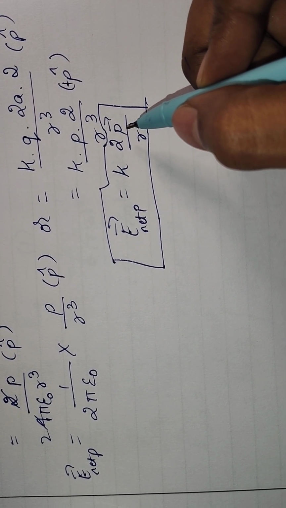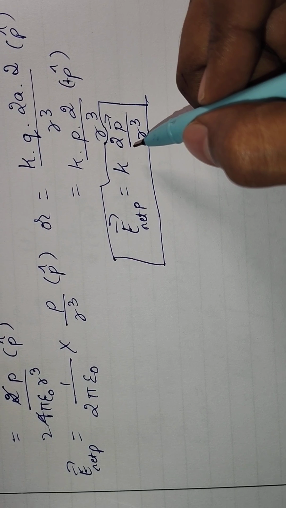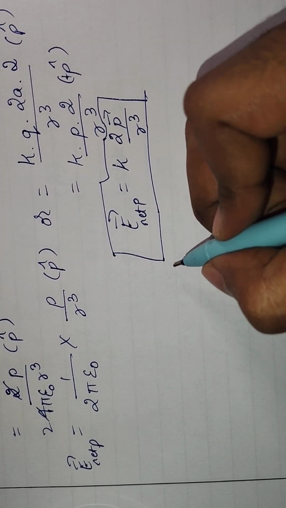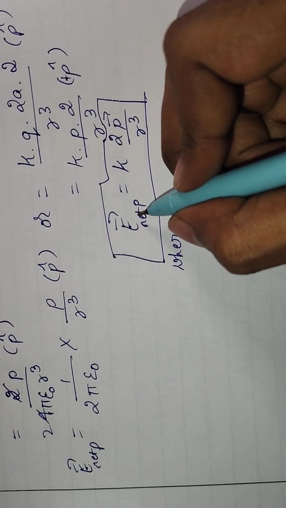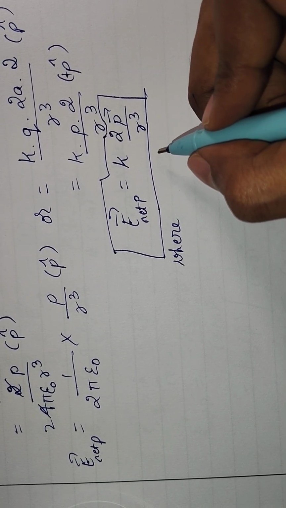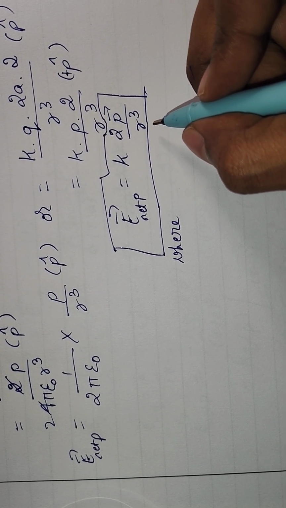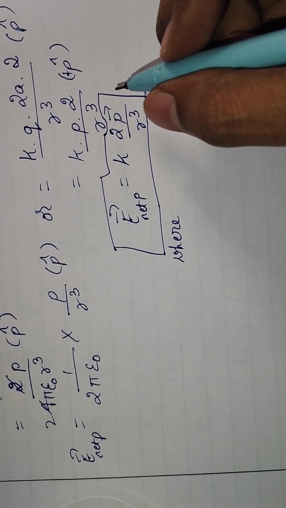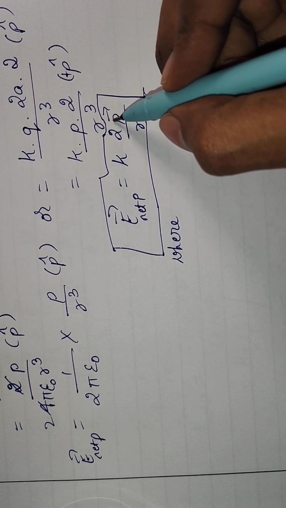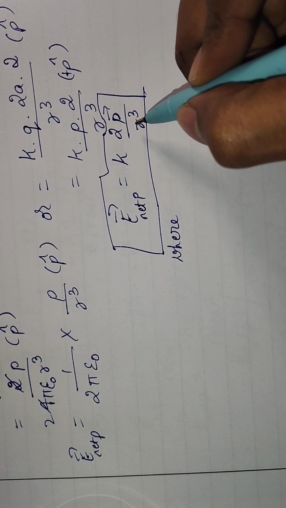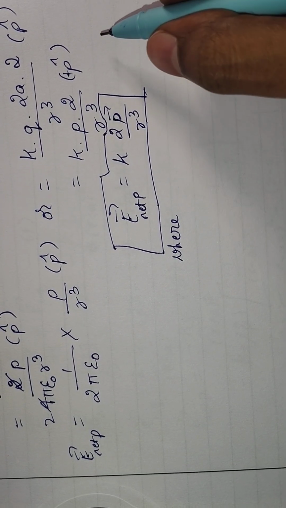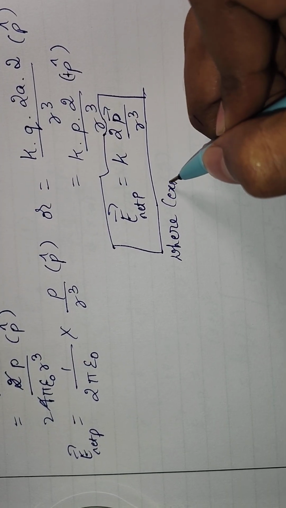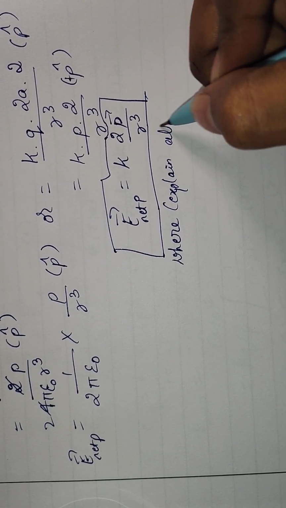And always for your board exam, after you write the final expression, make sure you explain the terms. Explain what E net P is. Next you need to write where E net P indicates the net electric field at point P due to the dipole. K is the proportionality constant, you can write it as 9 into 10 power 9. P vector is the electric dipole moment. R is the distance of point P from the center of the dipole. Here you should explain all the terms.